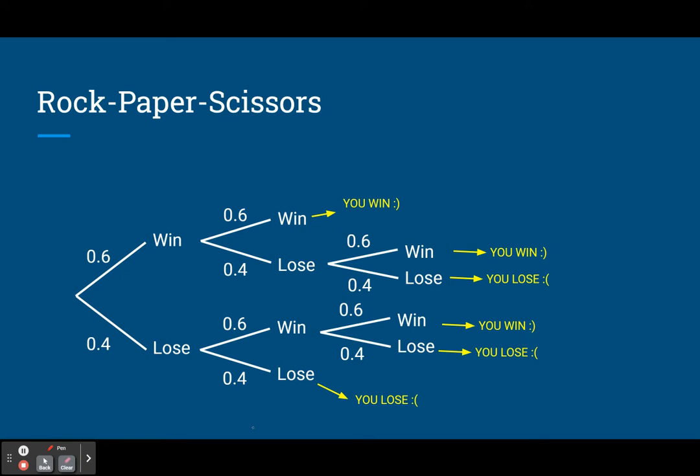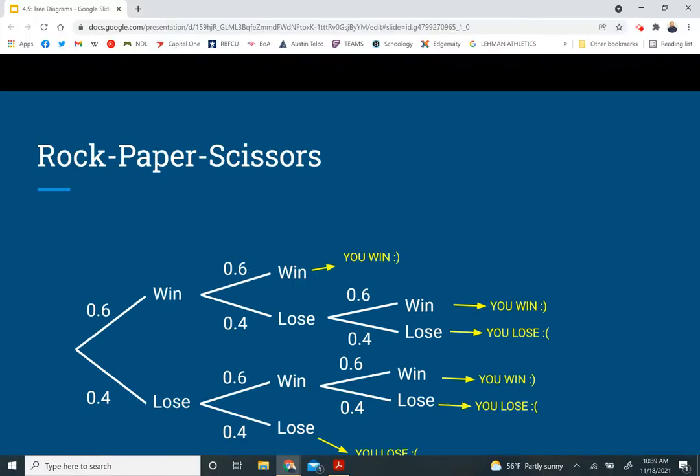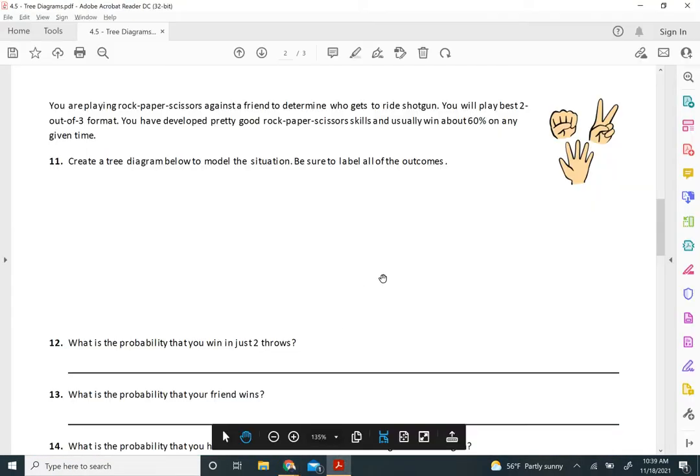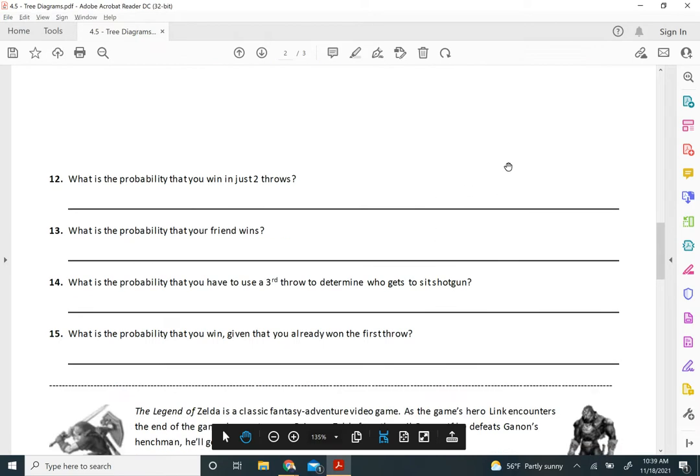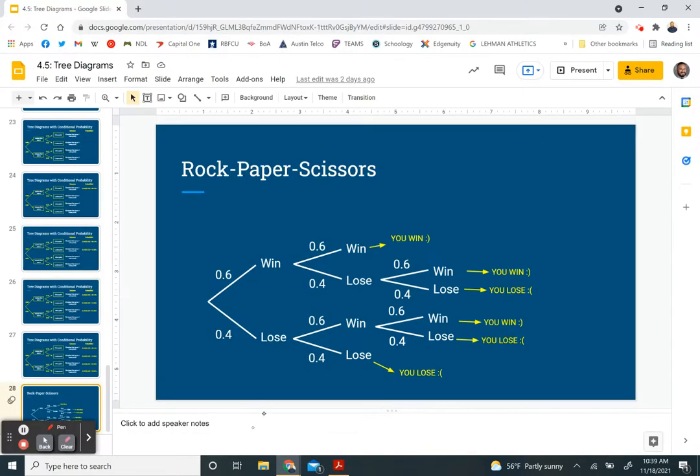So pause the video and work on number 11. I'm going to keep rolling through here so we can answer some of these questions. Going back to question number 12, it says, what is the probability that you win in just 2 throws? As you're doing this tree diagram, what I would do on number 11 is find the probability of every outcome. There are 6 different outcomes. And if you remember from the lesson, the way you find the probability of a particular outcome is you multiply.